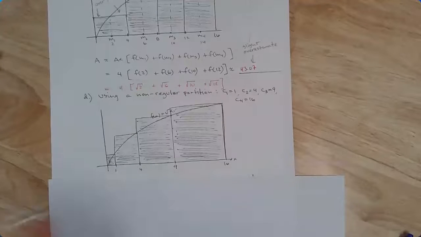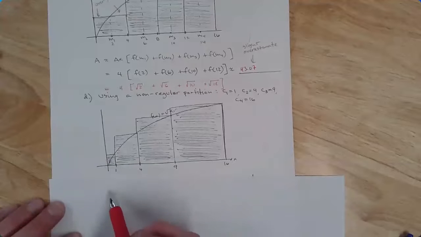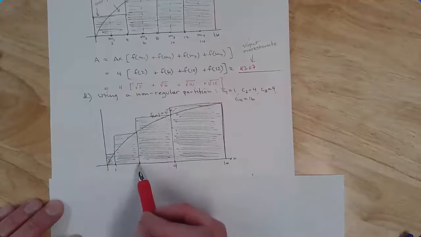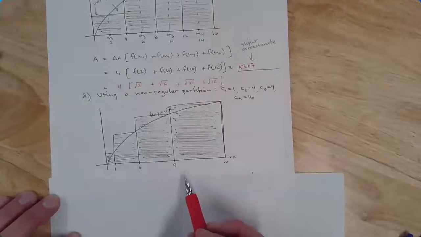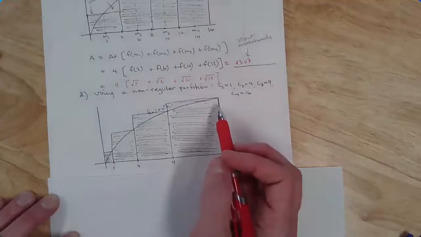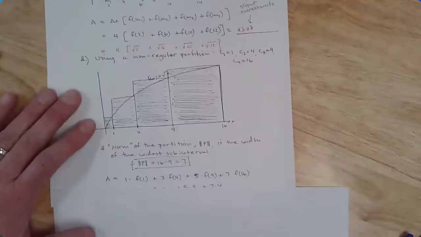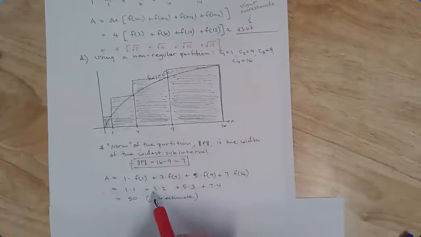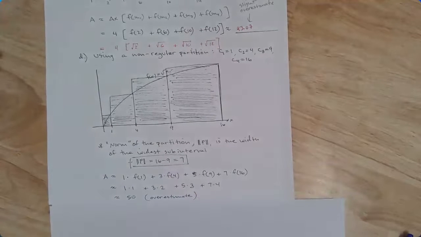This first rectangle has a base of 1, a height of 1. The next one has a base of 3 and a height of square root of 4, then a base of 5, height of square root of 9, and a base of 7, height of square root of 16. For an area of, we'll talk about that in a minute, 1 times 1 plus 3 times 2 plus 5 times 3 plus 7 times 4. So about 50, which is giving you a big overestimate.